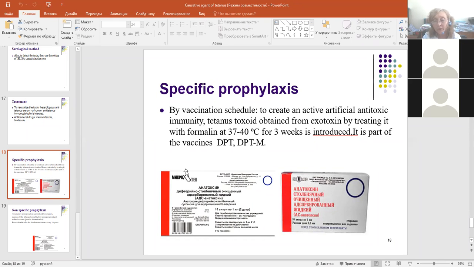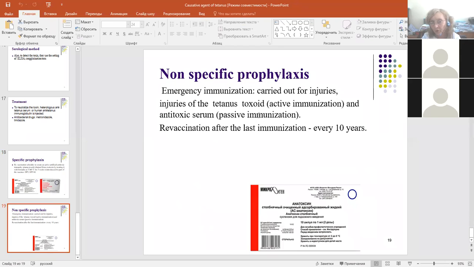At the age of 16 years, 26, 36, 46, because tetanus and diphtheria are still dangerous, okay? And so absolutely healthy people should be vaccinated. If we are talking about specific prophylaxis, we are talking about prevention measures. Absolutely healthy people should be vaccinated in any case. Maybe they will be infected, maybe not. And then we are talking about emergency prevention.